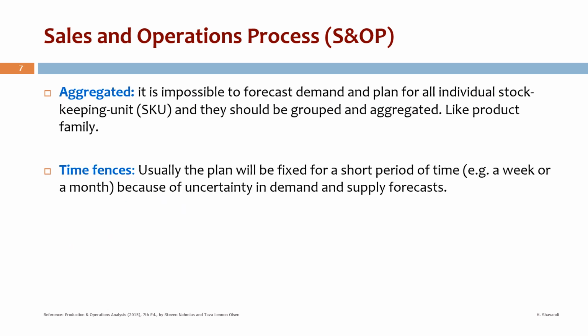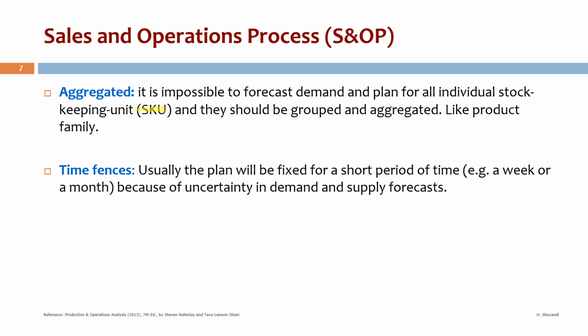The reason that we are considering aggregation here is that it's impossible to forecast demand for each individual item in the company, because a company may have thousands of items for sale or for production, and usually we call them SKUs, stock keeping units. So it's impossible to make a plan for more than 1,000 items in a company. Usually we need to combine them into categories, into product lines, or aggregate them in those categories and groups, and then we'll prepare the plan for those aggregated units.